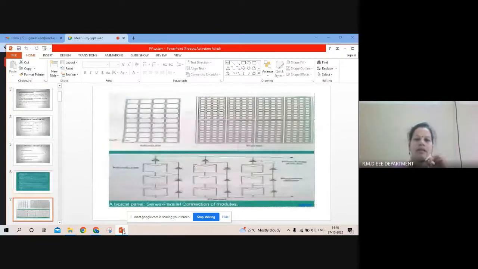Next, this diagram shows you what a solar module is, how a module can be constructed, and how a panel can be constructed with the help of modules. In this diagram, these are all the solar cells, and these solar cells can be arranged either in series or parallel to form a module, and a number of modules can be combined to get a panel. This is how the solar panel will be.